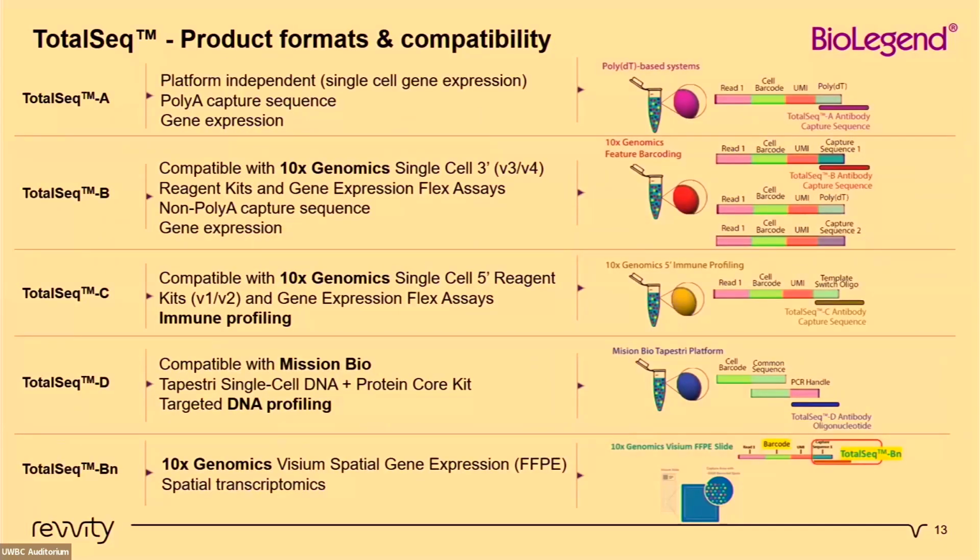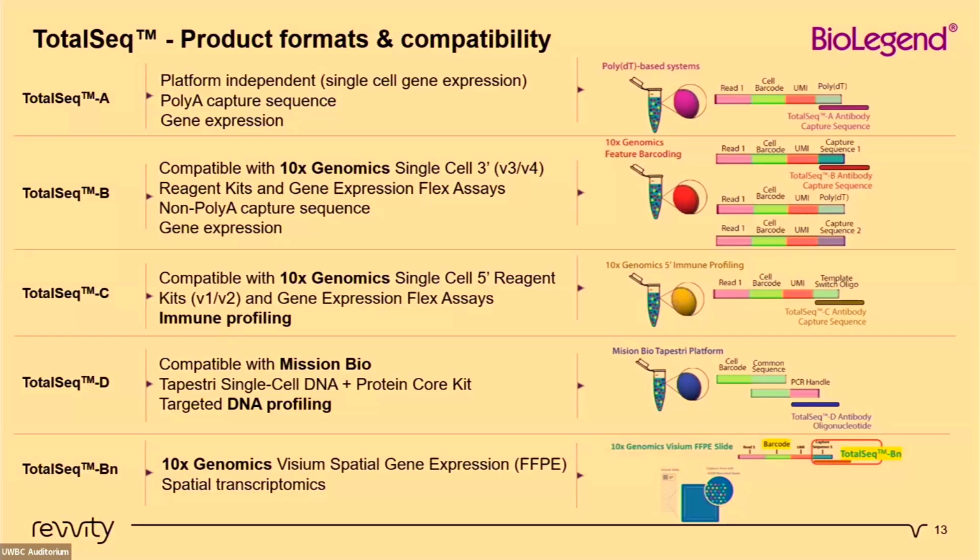Okay, so I mentioned we are going to talk about the different formats. Our portfolio contains 5 different formats of TotalSeq antibodies: TotalSeq A, B, C, D, and BN. Don't ask me why BN, but it's BN. Our TotalSeq A antibodies are platform independent. Because they have a poly-A capture sequence, anything that uses a poly-T is compatible here, so anything that's going to capture mRNA, theoretically.